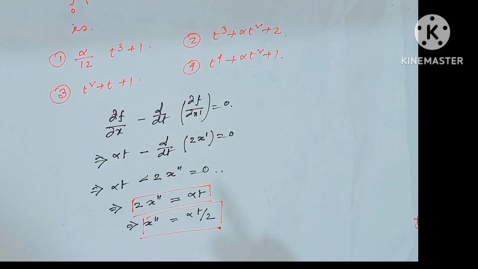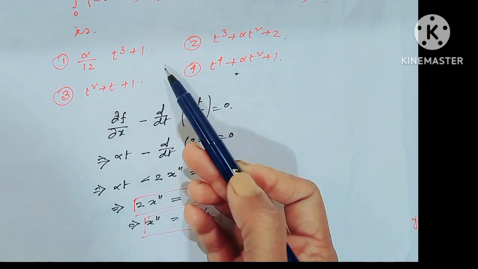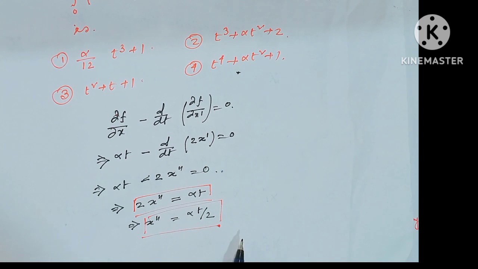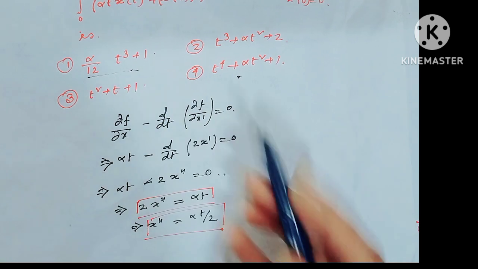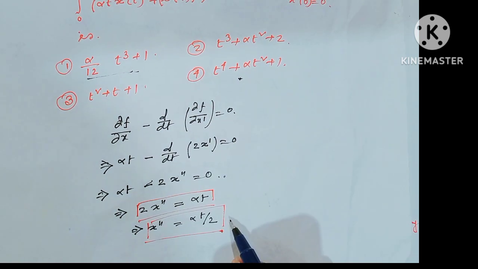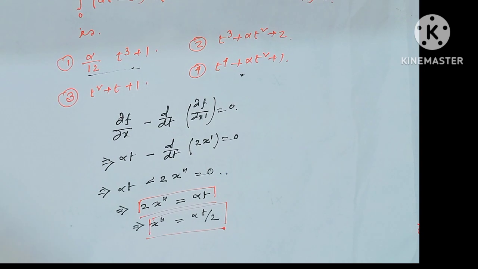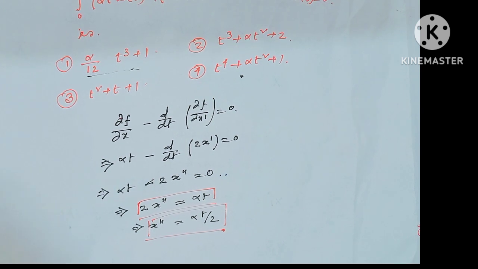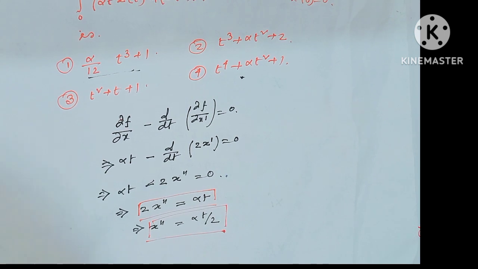Use this shortcut method. Here the option is this. You can verify x''. Then you will see only this one is satisfied, x'' equal to alpha t over 2; the others are not satisfied. Or you can find the extremal. If you want to find the extremal, this is also an easy method.